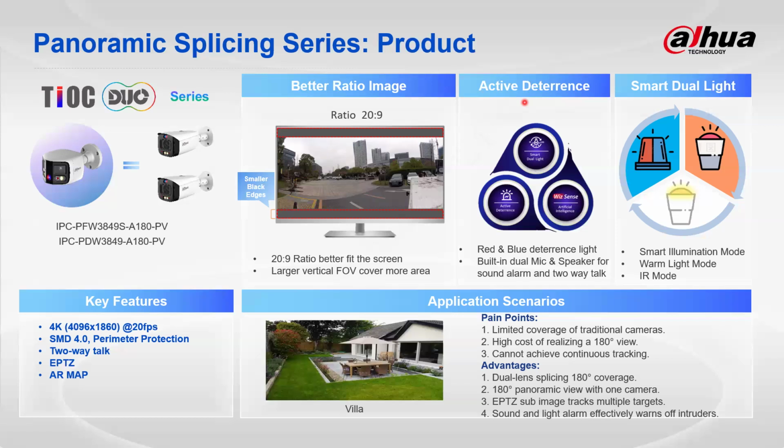And then again, based on the trigger motion that have been set within that environment. So these are the active deterrence function, and there's a smart dual light function that has 3 illumination modes. We have the smart illumination mode, that's the auto. We have the warm light mode and the IR mode. So in this case, this can be set as per how the client needs.